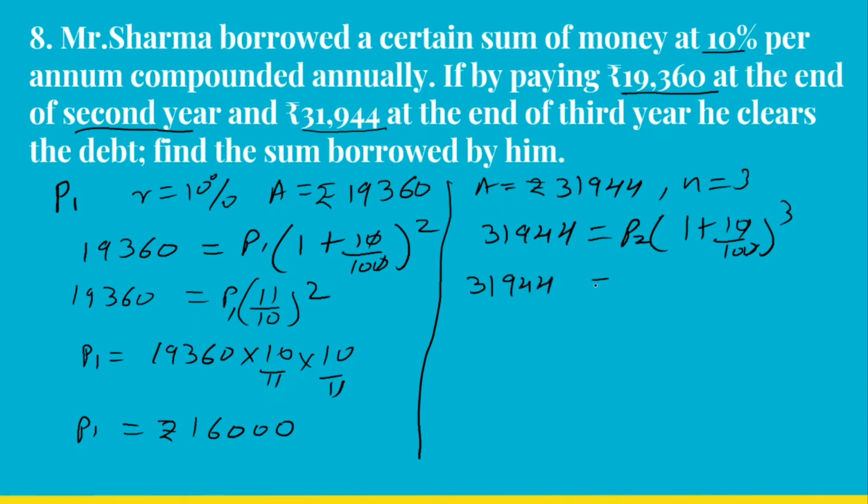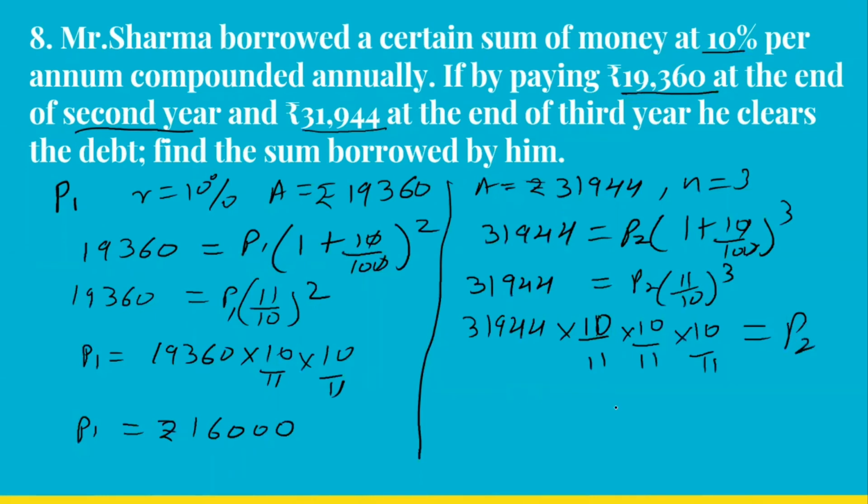31,944 is equal to P2 in bracket 11 upon 10 cube. So it is going to be inverse over here. So 31,944 into 10 by 11 into 10 by 11 into 10 by 11 is equal to your second principal. On simplifying this, you get P2 as 24,000. You are getting principal as 24,000.